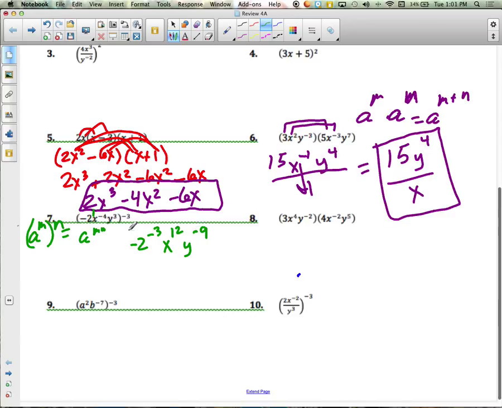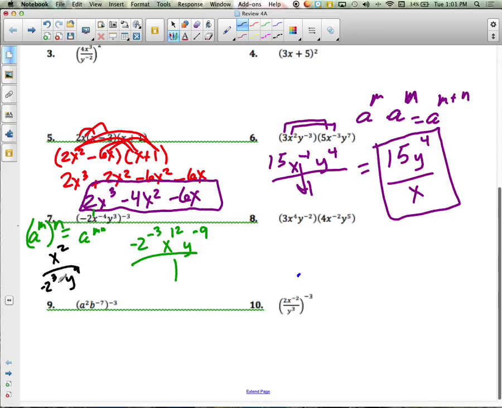Now I've got these negative exponents on the negative 2 and on the y. They're not happy. I have to bring them down to the bottom. So x to the 12th is happy, it's positive. It's going to stay in the top part of our fraction. And then on the bottom, I'm going to drop down the negative 2, and that'll be to the third power. And then the y to the negative 9, when it drops down, becomes positive.